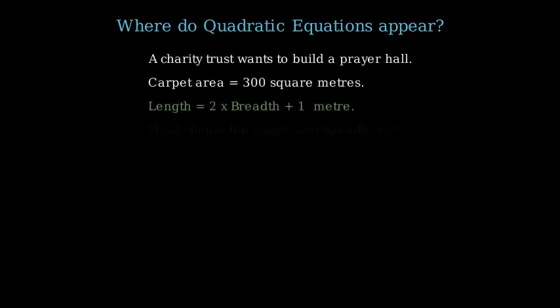Welcome to Chapter 4, Quadratic Equations. Let us begin with a real-life situation. A charity trust wants to build a prayer hall with a carpet area of 300 square meters. The length is one more than twice the breadth. If we let the breadth be x meters, then the length is 2x plus 1 meters.